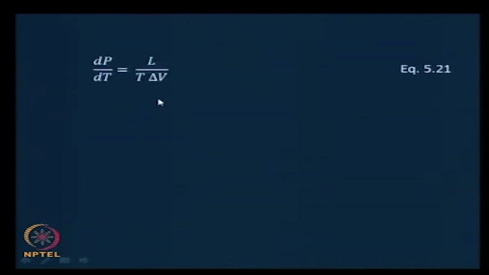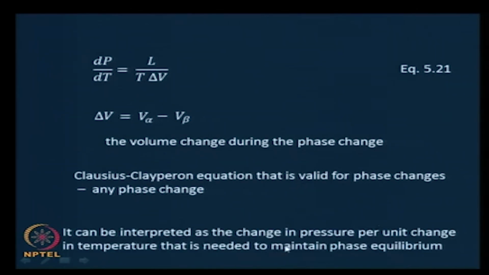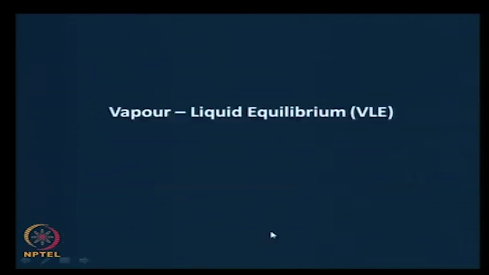And this was our Clausius-Clapeyron equation, which is valid for phase changes: dP/dT equals L, the latent heat for the phase change, divided by the temperature at which the phase change is occurring, times the change in the molar volume of the two phases. It is valid for any phase change, and it can be interpreted as the change in pressure per unit change in temperature that is needed to maintain phase equilibrium.